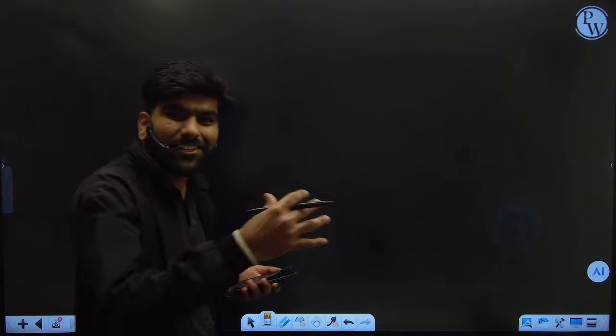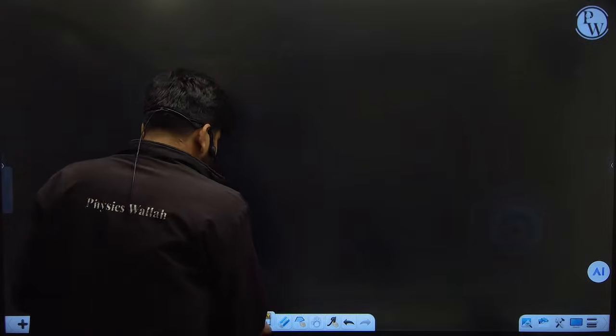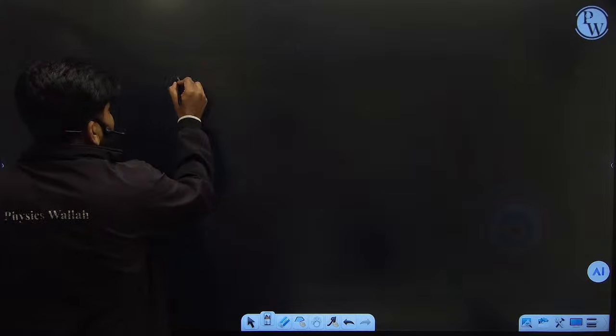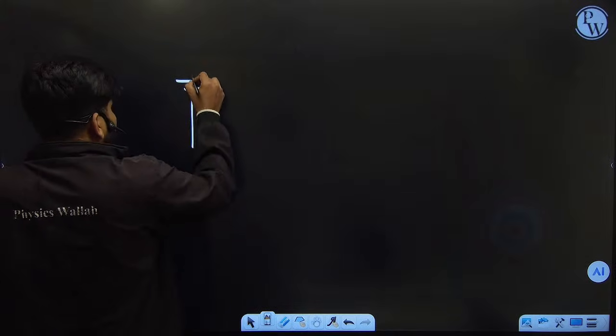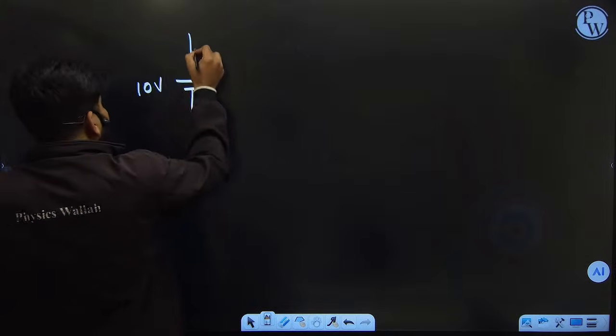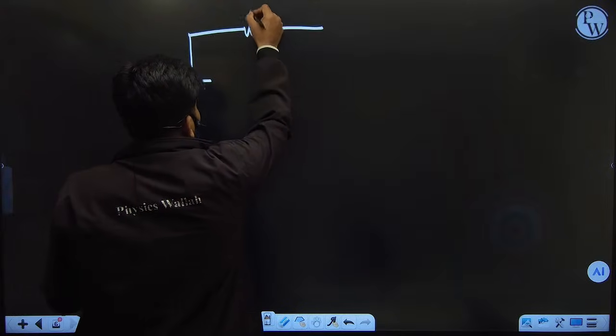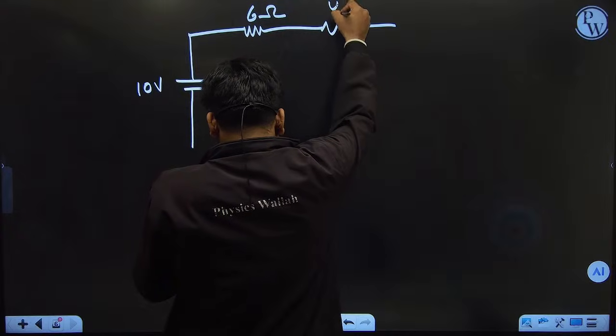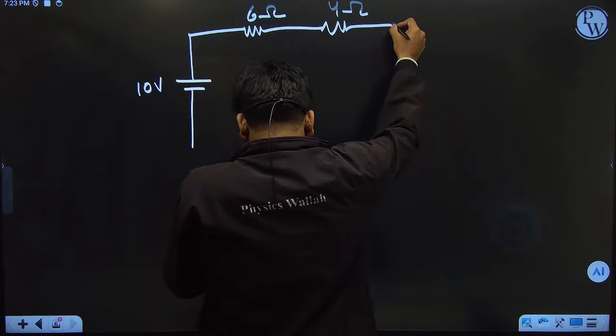Another question based on the circuit. And here we go. The question looks like this. We have a 10 volt battery out here. I will write it. Then we have a 6 ohm resistance being here, a 4 ohm resistance being here.